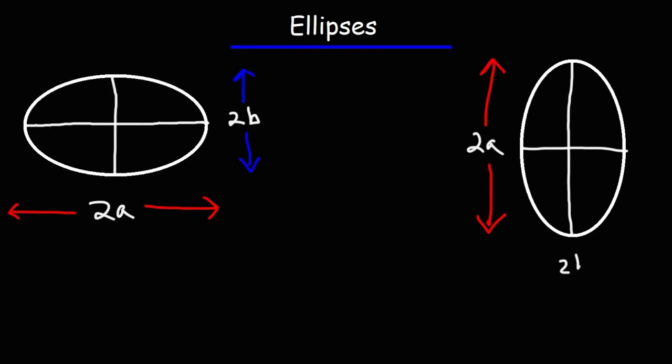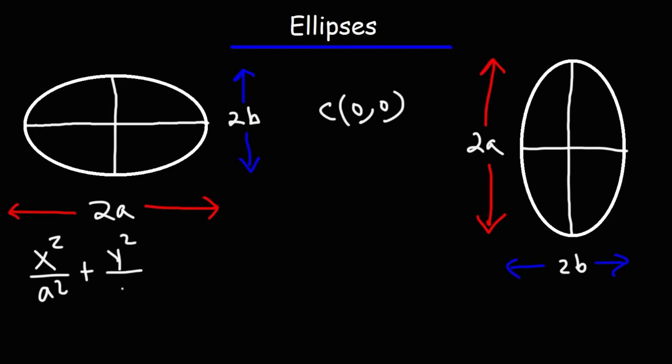For this one, the minor axis is horizontal, but it's still equal to 2b. Now, whenever you have an ellipse centered at the origin, here are the equations that you're going to be dealing with. For a horizontal ellipse, it's x squared over a squared plus y squared over b squared. For the ellipse on the right, it's x squared over b squared plus y squared over a squared equals 1.